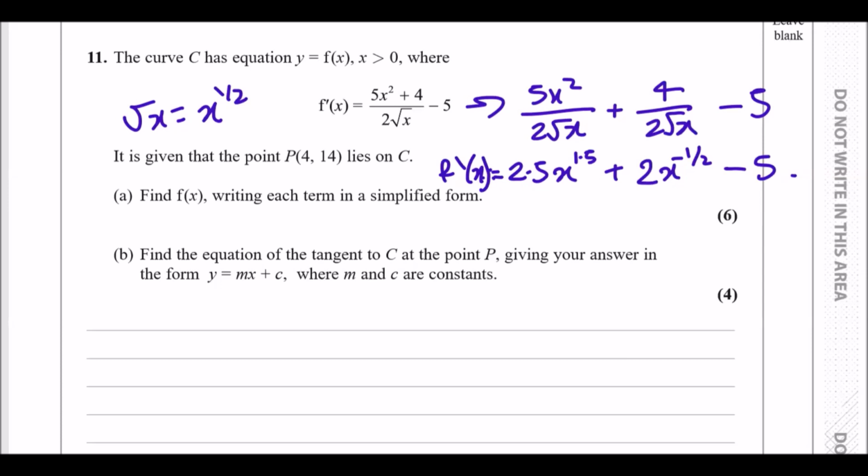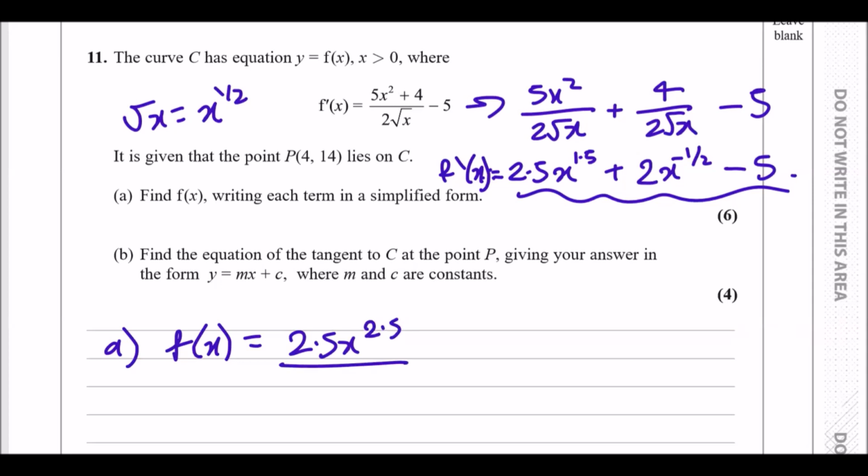Now let's go ahead and finally integrate to find f(x). So for part A, f(x) is the solution after you integrate this. Integrating this, we're going to have 2.5x to the power, and when integrating you simply add 1 to the power. So 1.5 add 1 is 2.5, and then divided by 2.5, plus 2x, and add 1 to minus half, which gives you plus half, so 0.5 over 0.5.